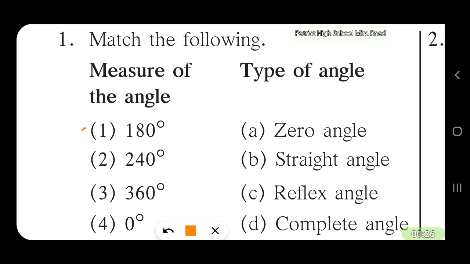Consider the first case, 180 degrees. 180 degrees is a straight angle. 1b. 240 degrees. 240 degrees is more than 180 degrees. It is less than 360 degrees. So it is a reflex angle. 360 degrees is a complete angle. 3D. Fourth is 0 degrees. So it is a zero angle.